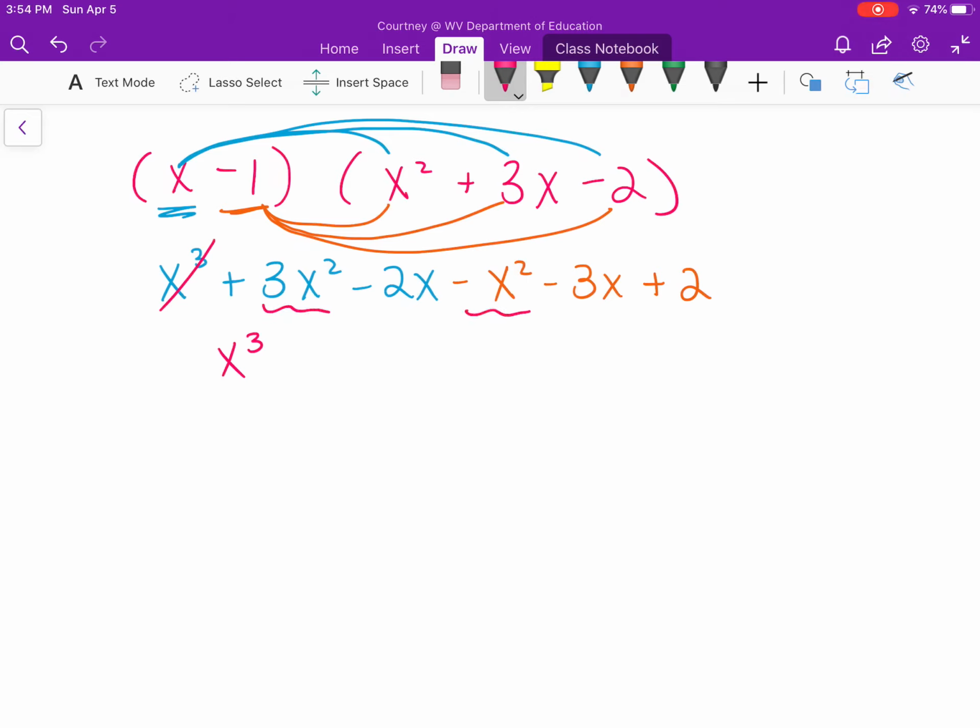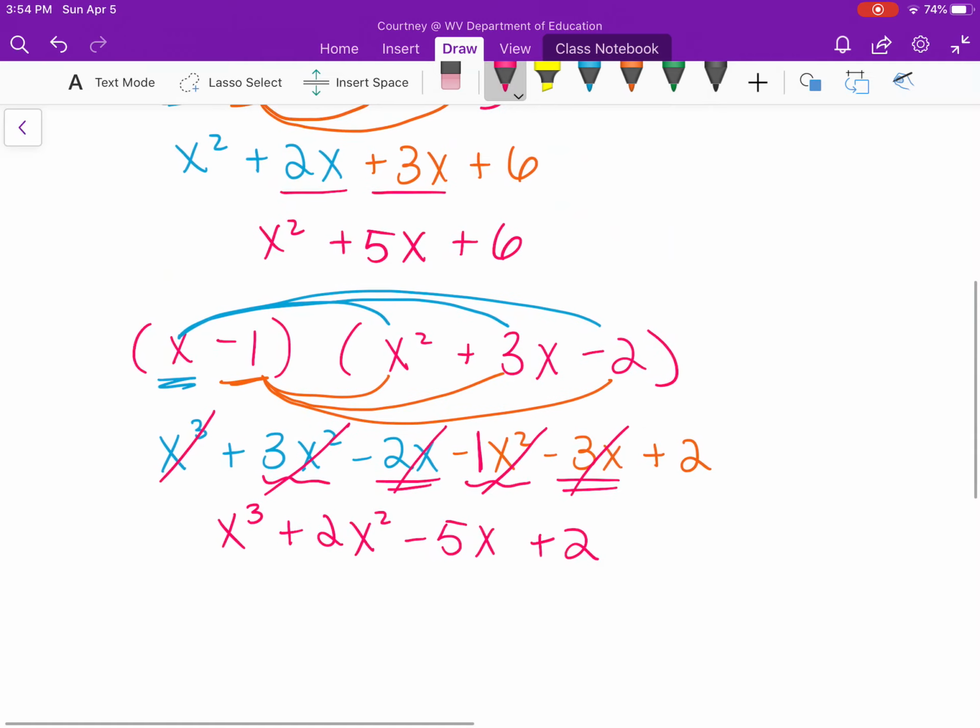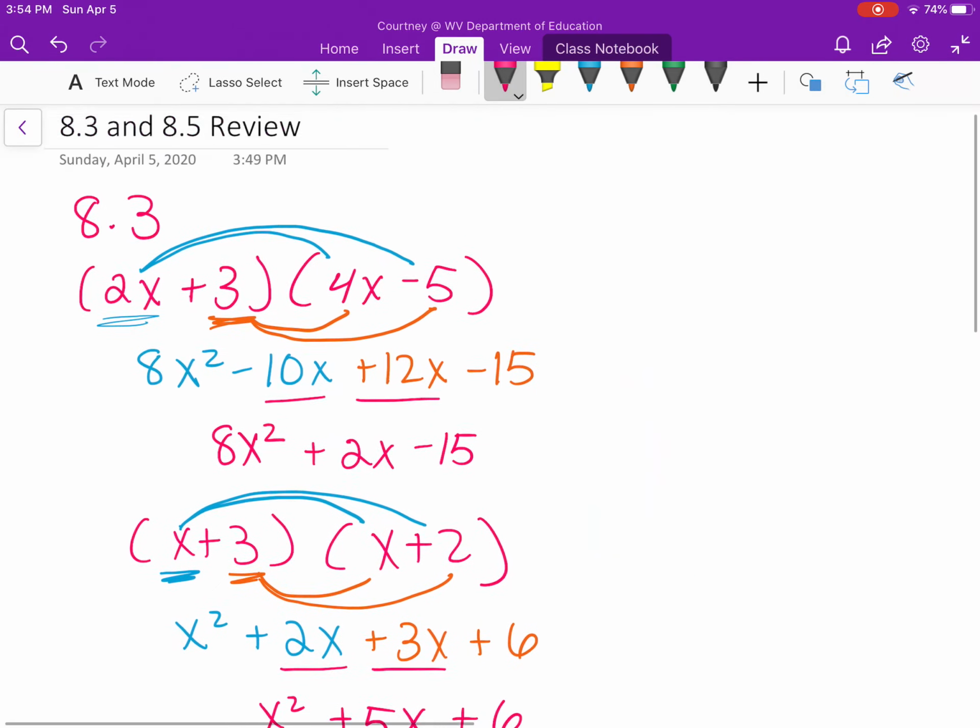Let's put our squareds together. Here are squareds. So we have 3 and then a minus an invisible 1. 3 minus 1 is 2, so we have plus 2x squared. Mark those off if you want. Then we have our regular x's here. A negative 2 and a negative 3 makes a negative 5. Mark those off. And then we just have a positive 2 at the end. That's how we do those ones. Not too bad.